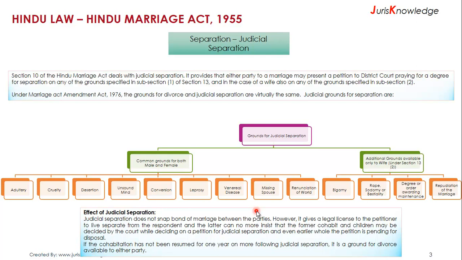If the cohabitation has not been resumed for 1 year or more following judicial separation, it is a ground for divorce available to either of the parties. But the first step typically is the judicial separation before a person goes in for directly a divorce.